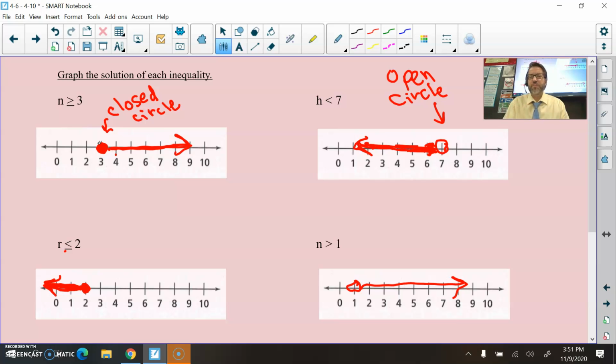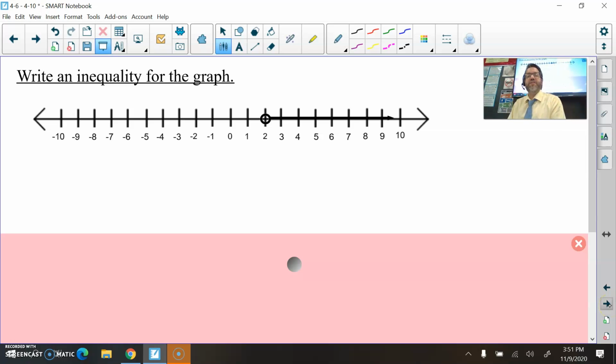Sometimes when we have multiple inequalities that we're comparing and we're looking for solutions that are shared by both, putting them on a graph can be helpful too because we can see where they overlap, but we won't do that in the 6th grade. All right, write an inequality for the graph.